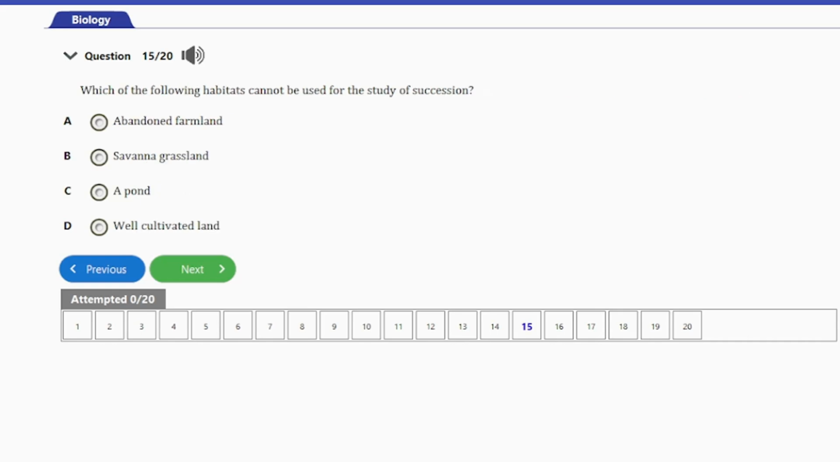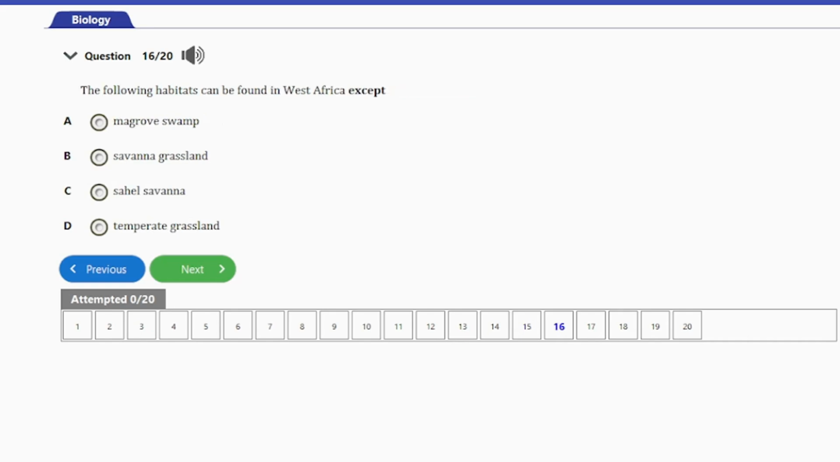Question number 15. It says, which of the following habitats cannot be used for the study of succession? A. Abandoned farmland, B. Savanna grassland, C. A pond, D. Well cultivated land. So guys, the answer to this question is option D, and that's a well cultivated land. Let's consider the next question.